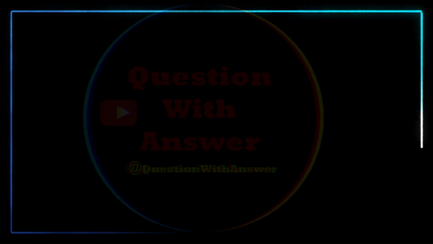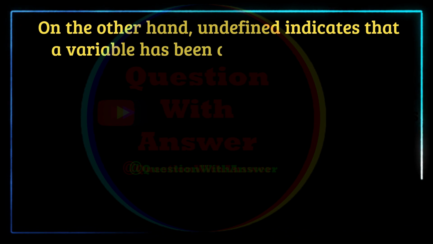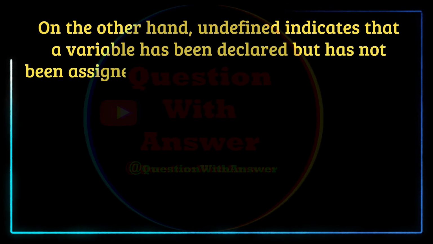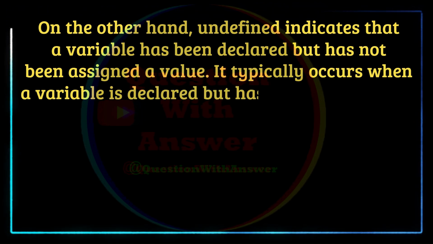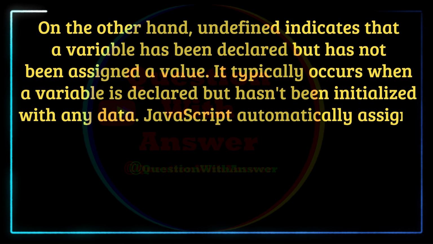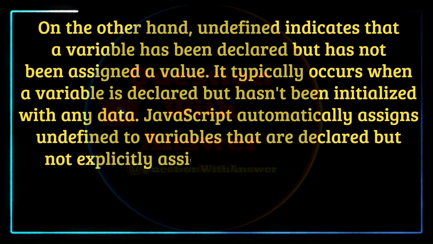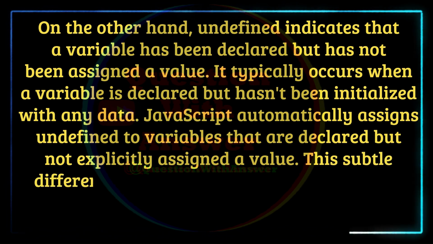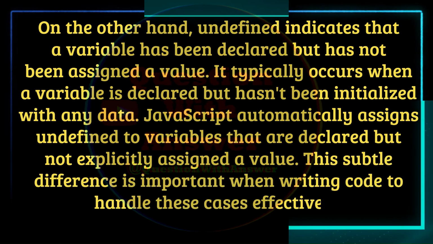On the other hand, undefined indicates that a variable has been declared but has not been assigned a value. It typically occurs when a variable is declared but hasn't been initialized with any data. JavaScript automatically assigns undefined to variables that are declared but not explicitly assigned a value. This subtle difference is important when writing code to handle these cases effectively.